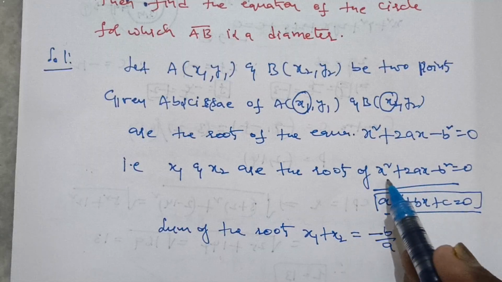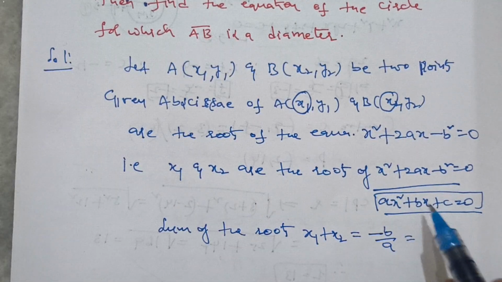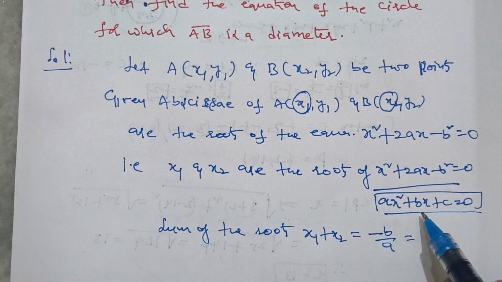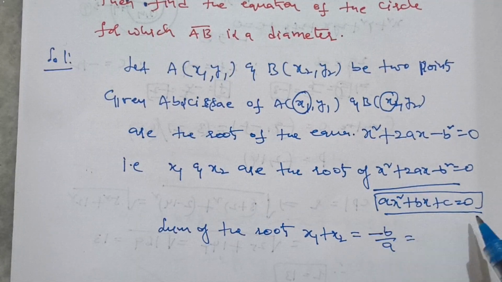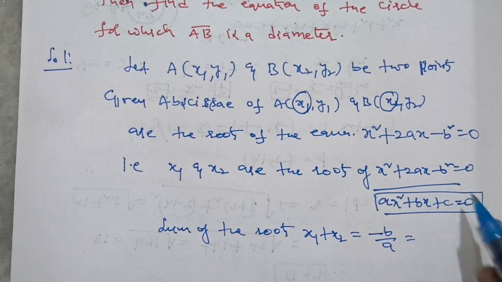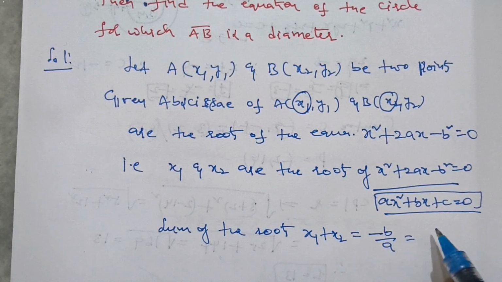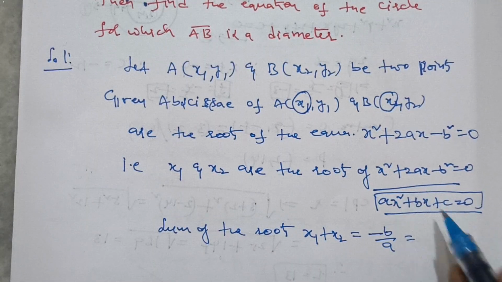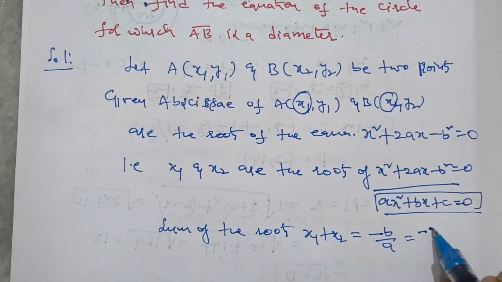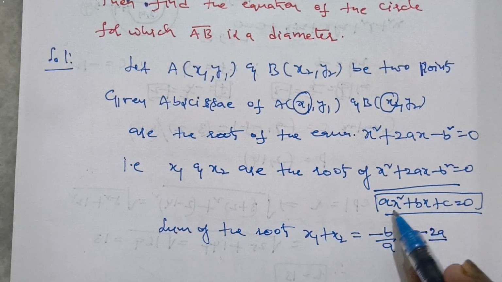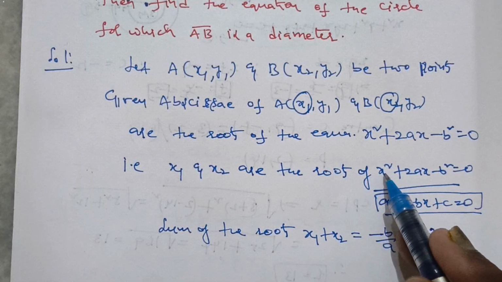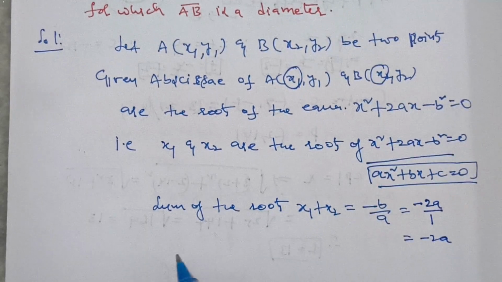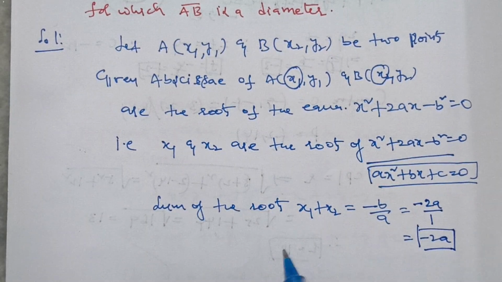So we compare the given quadratic equation to the general form. Here a is the x square coefficient, clearly that is 1. b is the x coefficient, that is 2a. The constant c is minus b square. So minus b by a means minus 2a by 1, that is equal to minus 2a. This is the sum of the roots value.